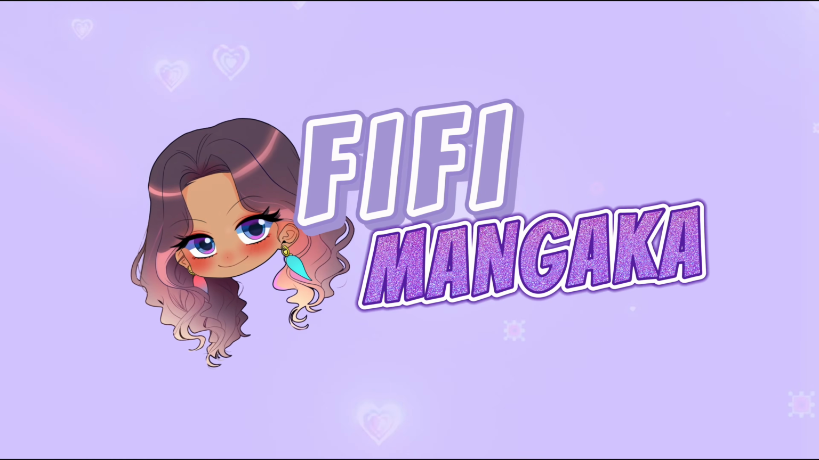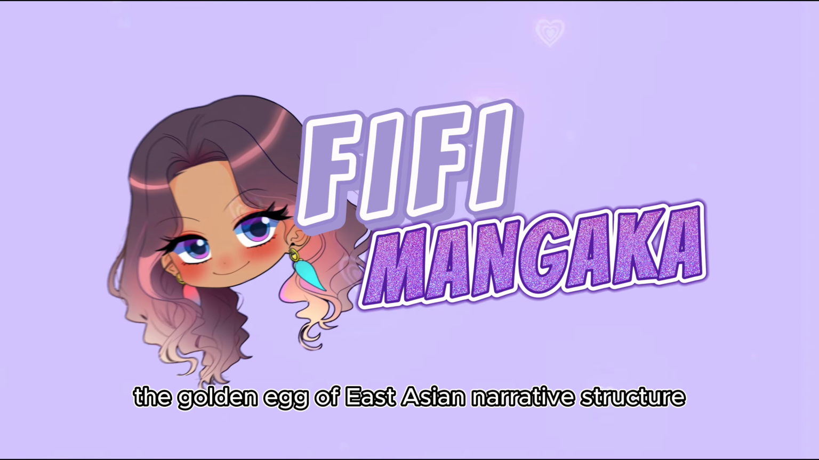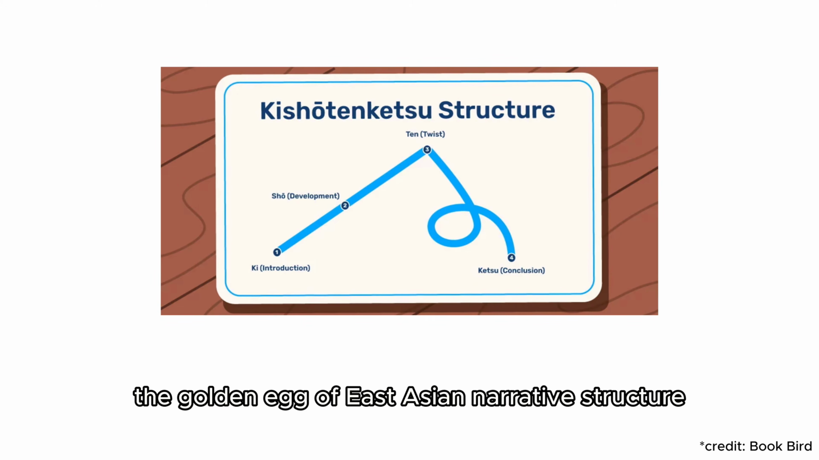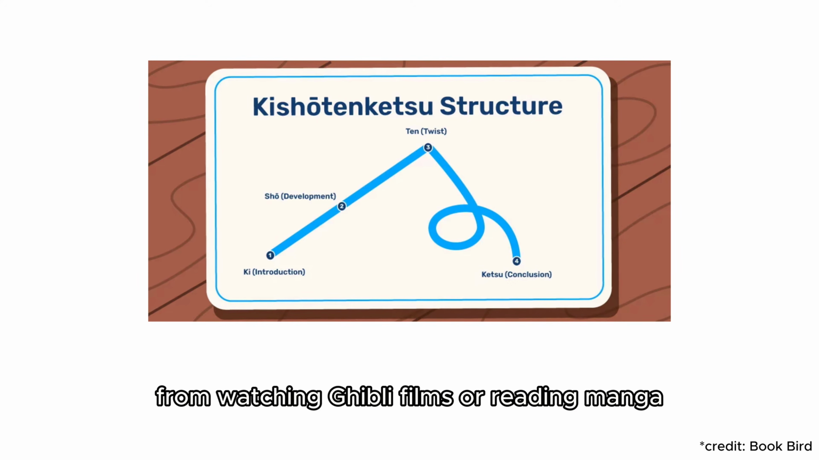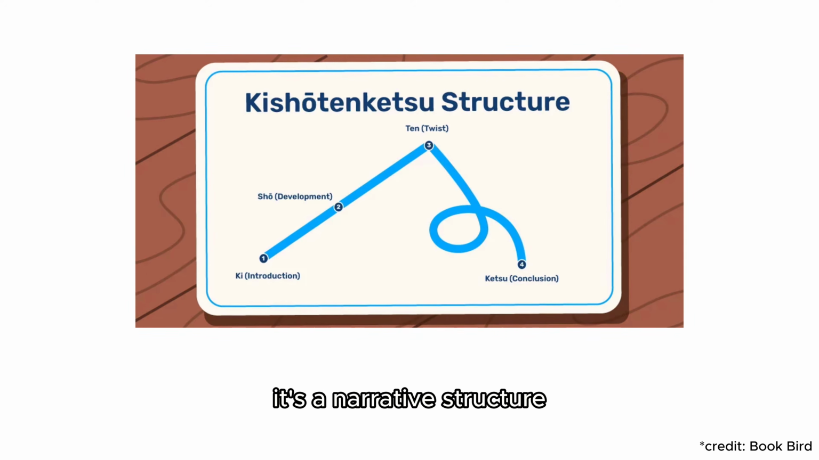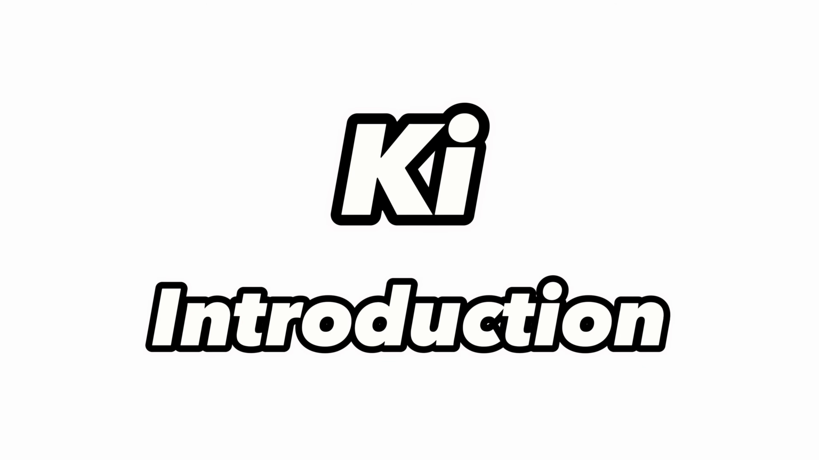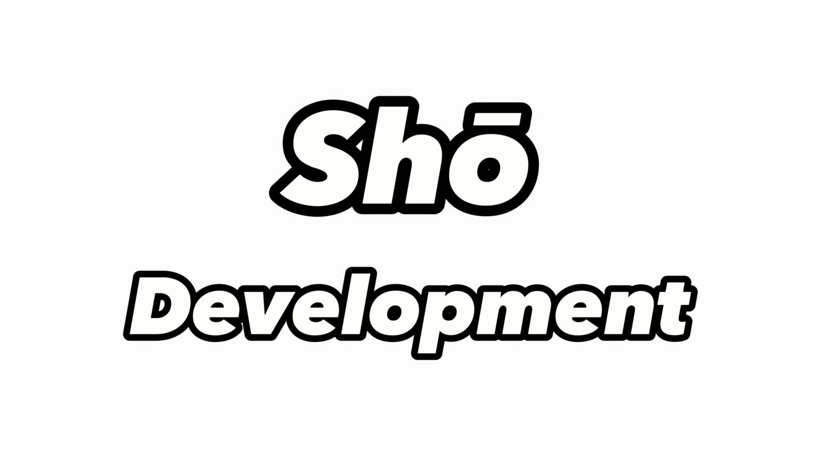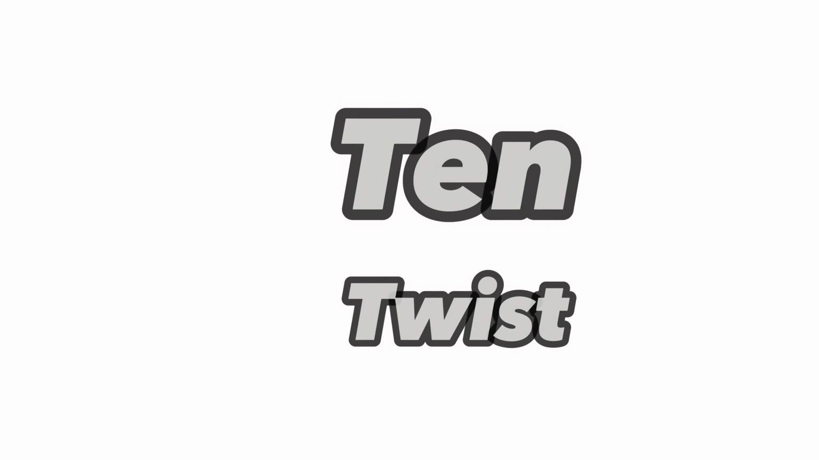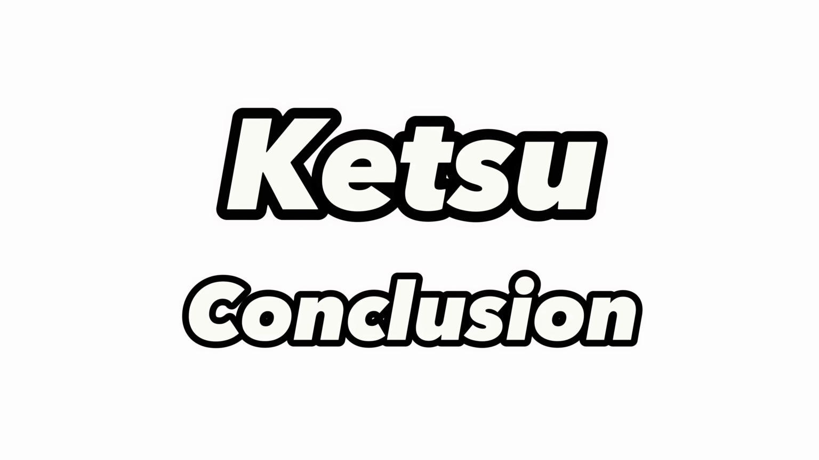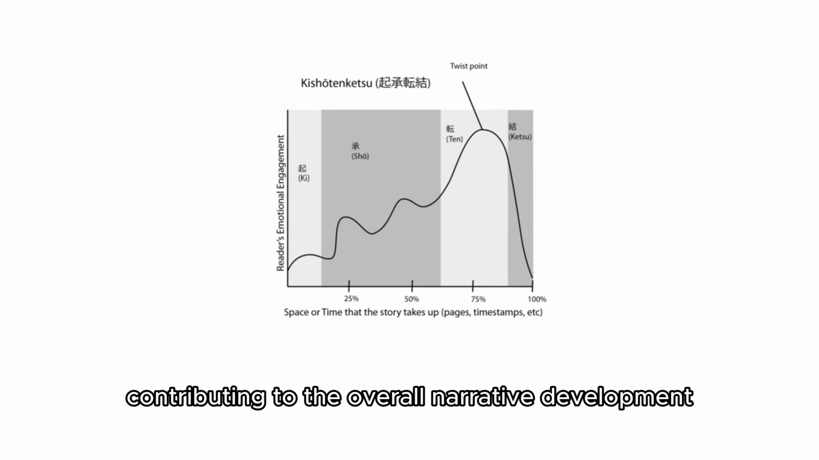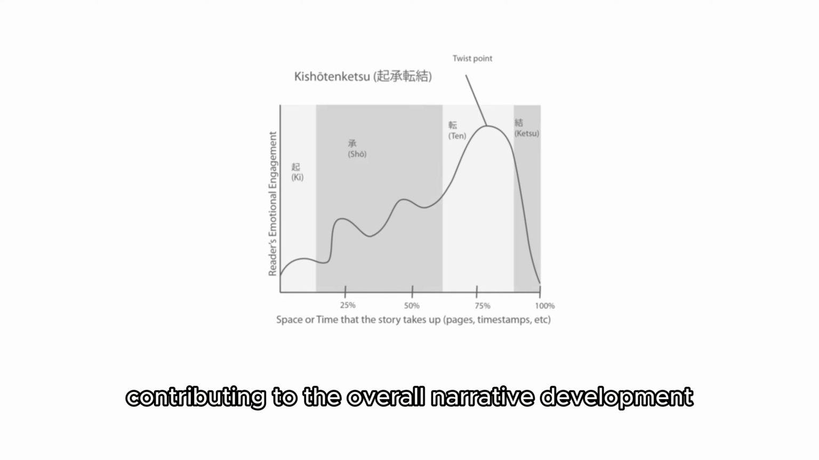Fifi Mangaka here. Kishōtenketsu, the golden egg of East Asian narrative structure. You might have heard about it from watching Ghibli films or reading manga. It's a narrative structure which is made up of 4 distinct acts. Ki, introduction, Shō, development, Ten, twist, and Ketsu, conclusion. Each act serves a purpose, contributing to the overall narrative development.